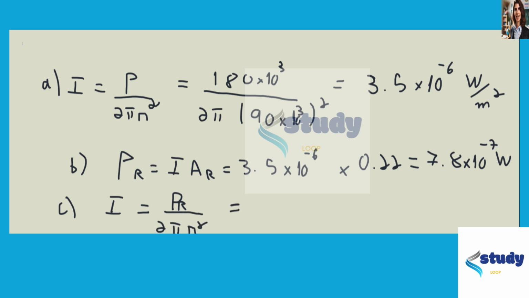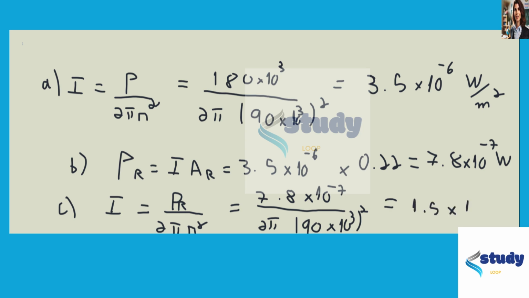This is the same. So this is 7.8 times 10 to the minus 7 divided by 2 pi times (90 times 10 to the 3) squared. This is 1.5 times 10 to the minus 17 watts per meter squared. You see that the intensity drops dramatically because the intensity is of the reflected part only.